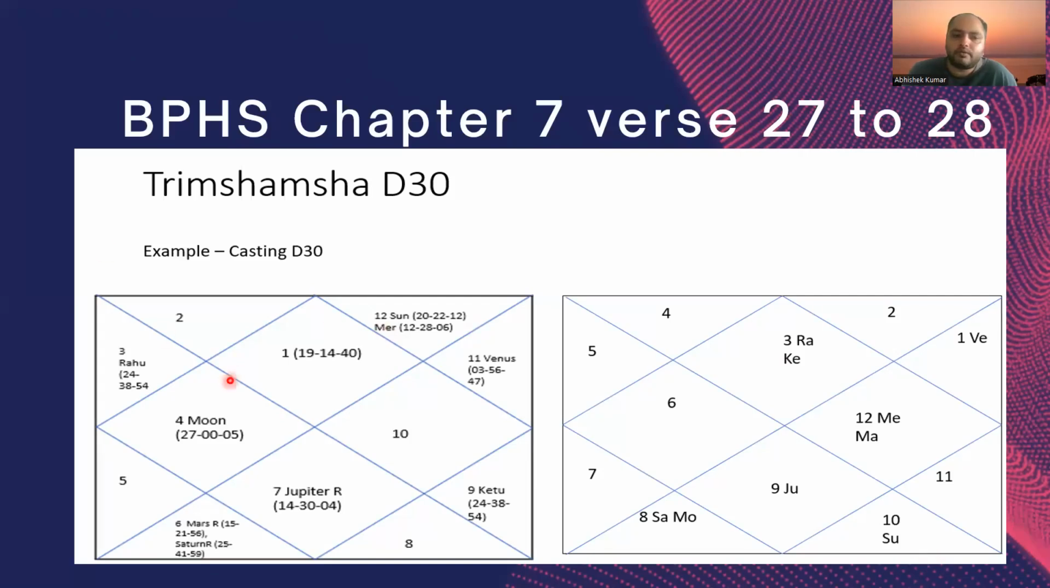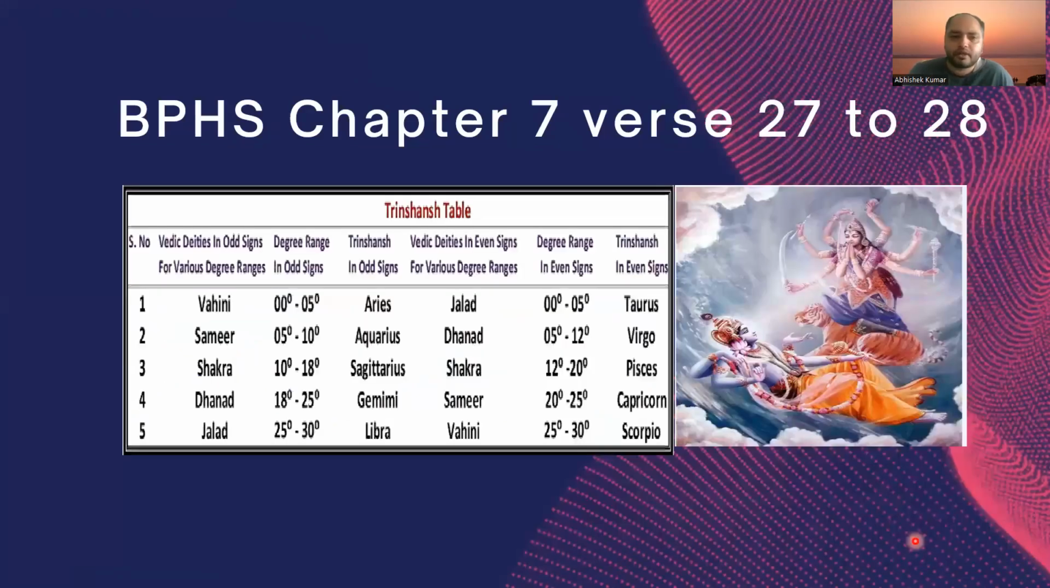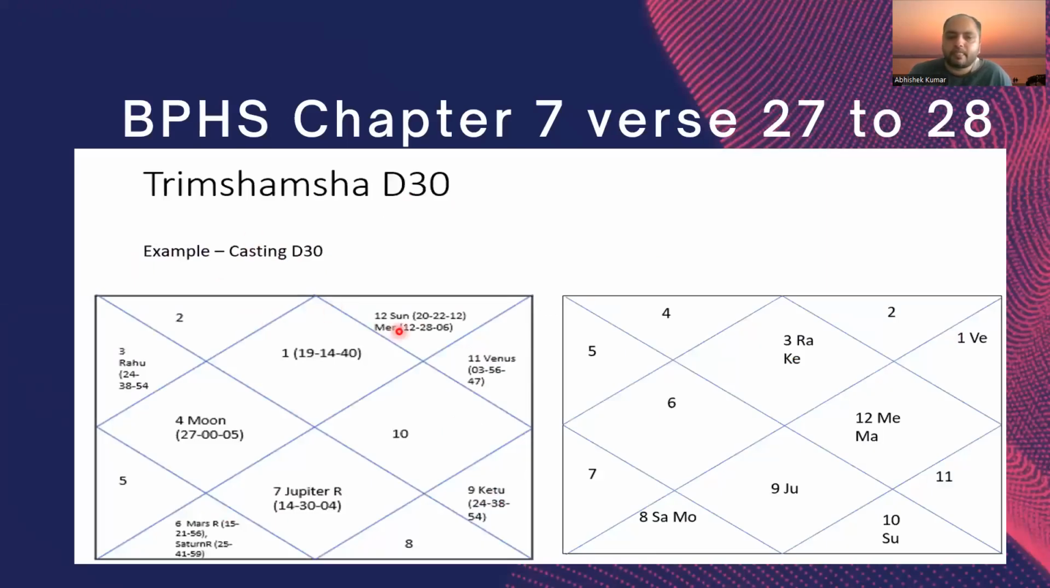So I did one odd with the Lagna and one even with the Sun. In this manner, when you follow this casting rule and see the degree of the planet and the sign, whether it is even or odd, you can easily drop planets from D1 to D30, and you are able to cast D30. So now your D30 is ready.